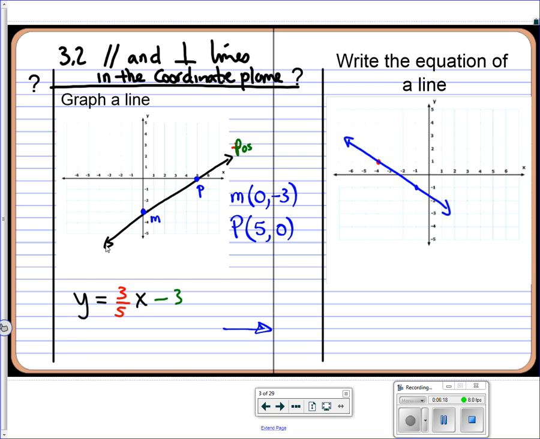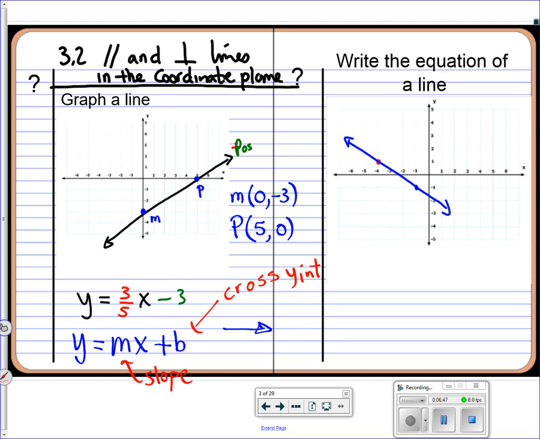So if you remember back in algebra, we had this form, y equals mx plus b. Now, we already know the m is the slope. We just talked about that. And the b is where it crosses the y-axis. This is called the y-intercept.